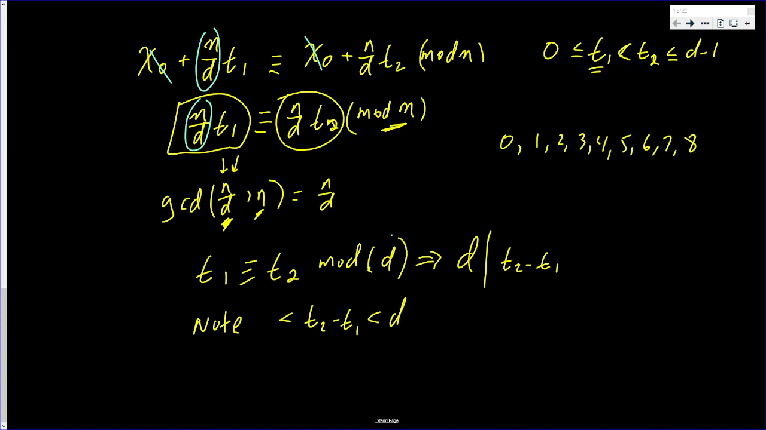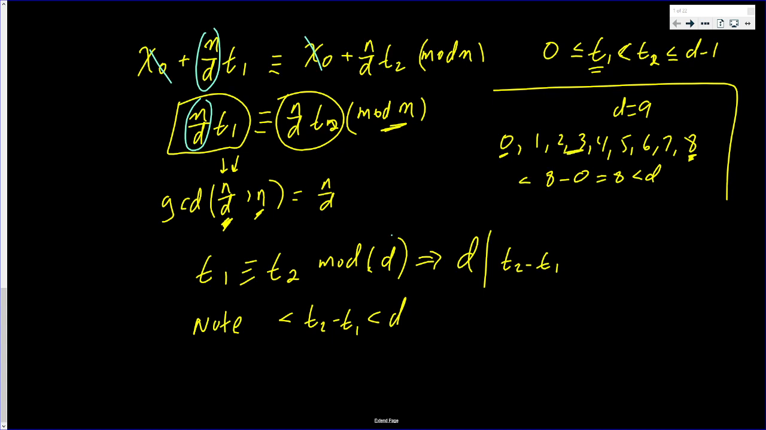In this case, d is 9. The biggest difference you can get is by starting with the biggest number and taking away the smallest number. That's 8. That's less than d. And the smallest you can get is by subtracting 2 consecutive numbers. You'll get 1. You can't get 0. So it's bigger than or equal to 0.